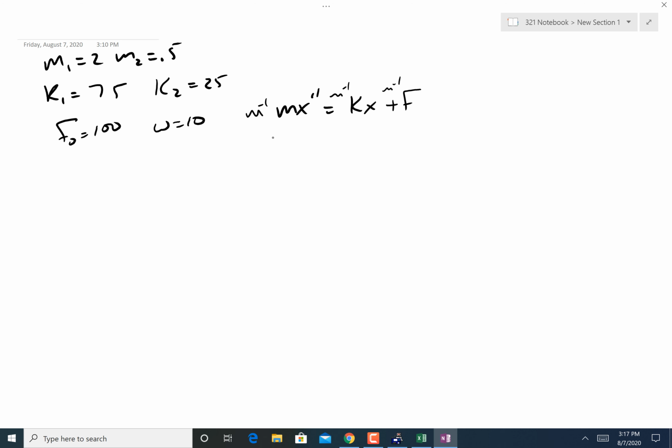Who knows? So I get this guy here. Plus F, rather. Sorry. Okay. We know that F is going to be of the form F naught cosine omega t. And we know that we have a particular solution of the format some c cosine omega t. That's going to be our particular solution. Remember, this is just like before. We have a particular solution and we have the complementary solution.